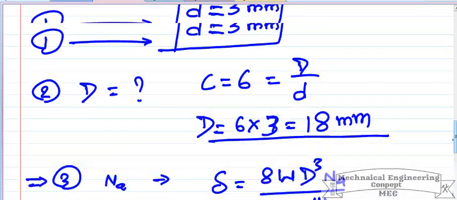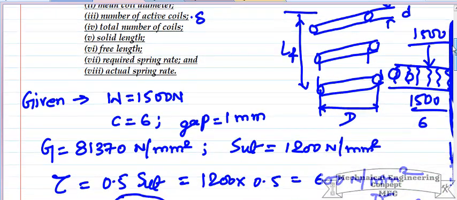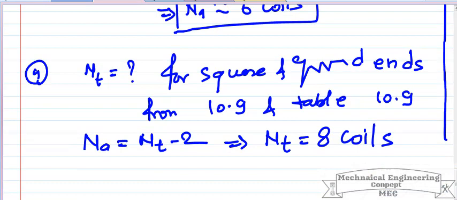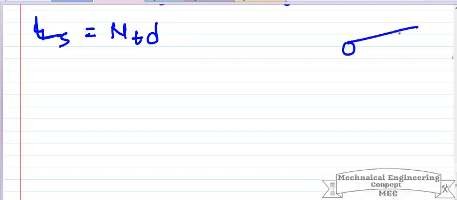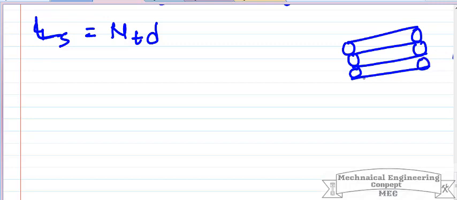Next value I need to calculate is solid length, free length. Okay, so to calculate solid length, as I know, total number of coils into wire diameter will come out as solid length. Solid length will look something like this. After the load application, the gap between adjacent coils will be removed completely. No gap will be there between adjacent coils. This will be known as the solid length.